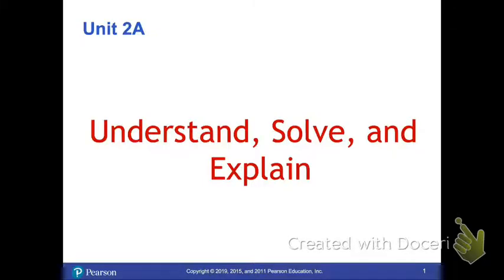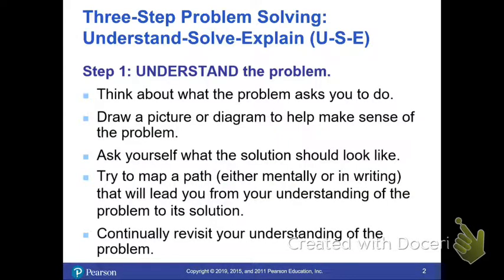Today we're going to look at section 2A, understand, solve, and explain. So our goal here is to solve some problems. We're going to do some problem solving techniques. And so we're going to use this acronym USE, understand, solve, explain, to get us through from beginning to end of a problem. So our first step is to understand.